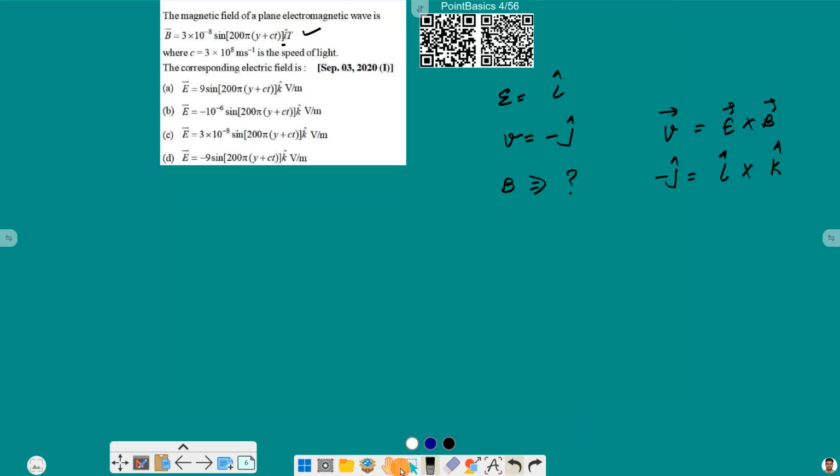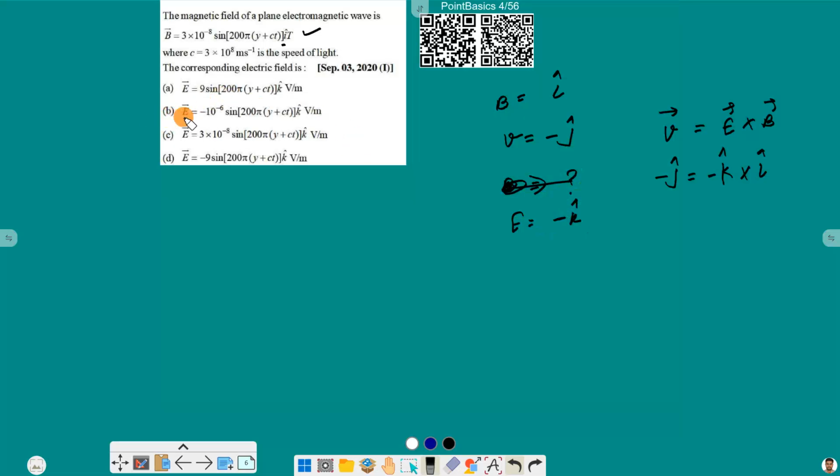Oh sorry, correction here, we have been given the magnetic field, not the electric field, so this has to be corrected. We have been given the magnetic field, that is in I. Now we know that k cross I will be j, so the electric field has to be in the negative k direction. So the direction of electric field should be in negative k.